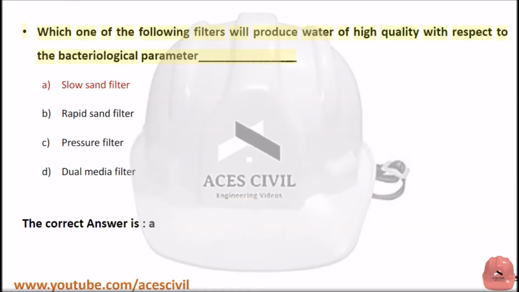Which one of the following filters will produce water of high quality with respect to the bacteriological parameter? A. Slow sand filter. B. Rapid sand filter. C. Pressure filter. D. Dual media filter. The correct answer is A.